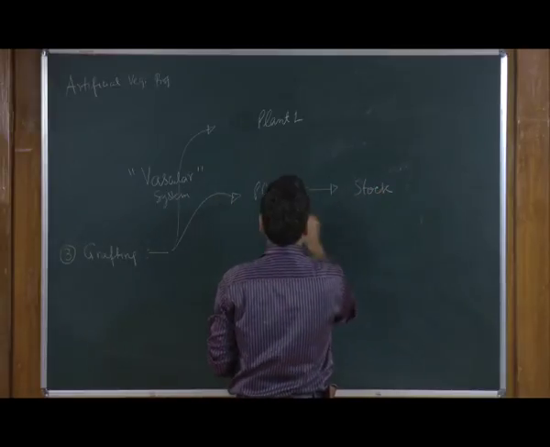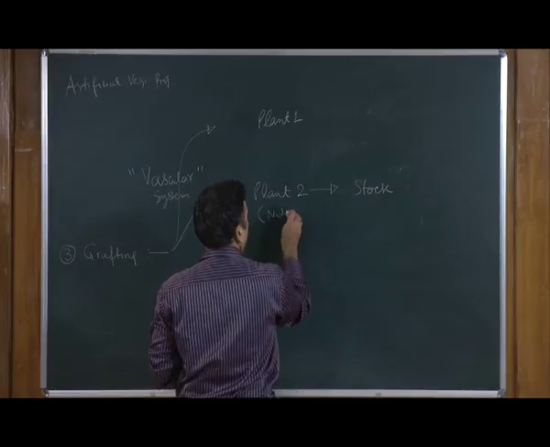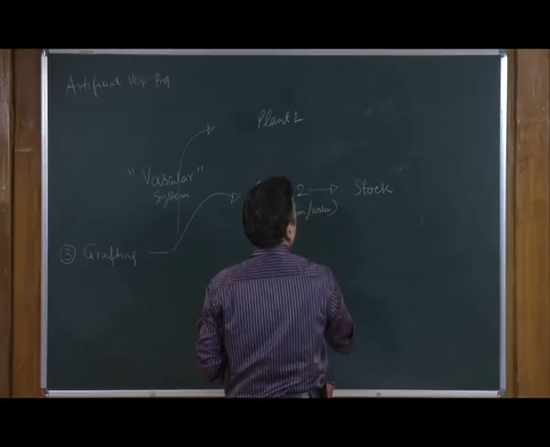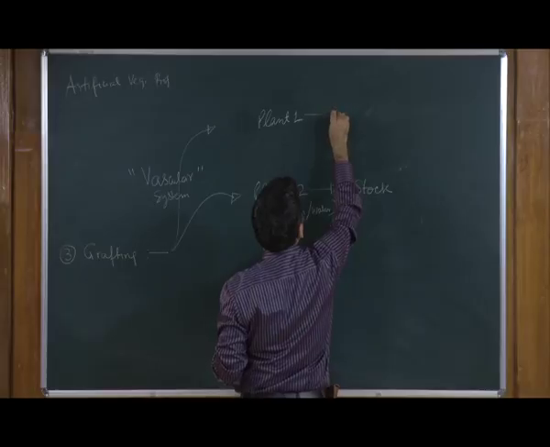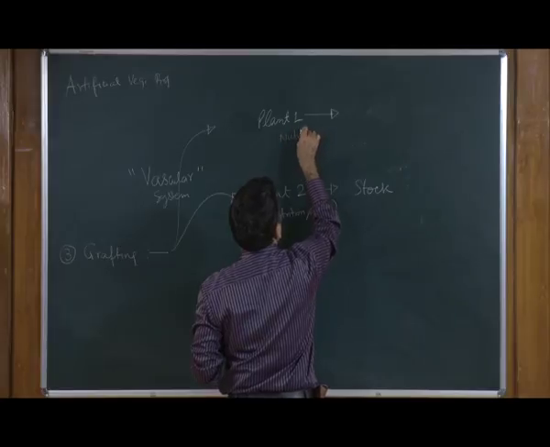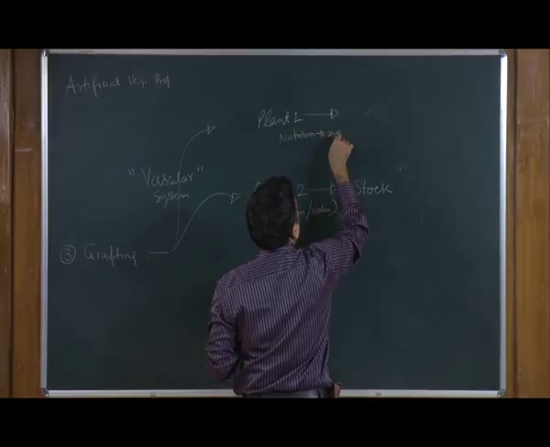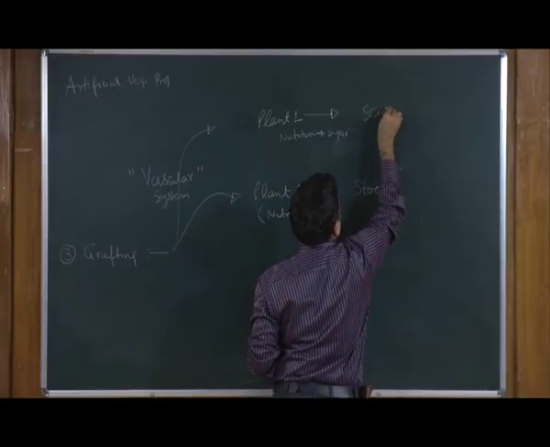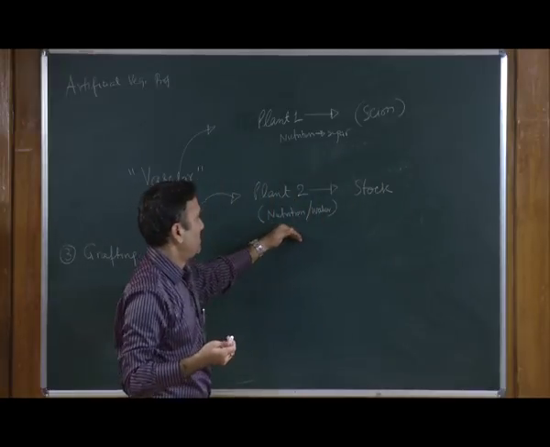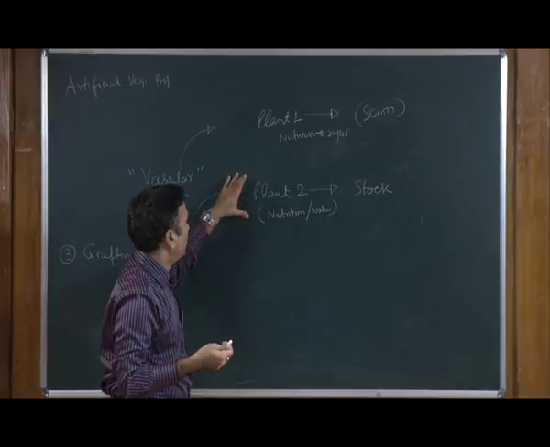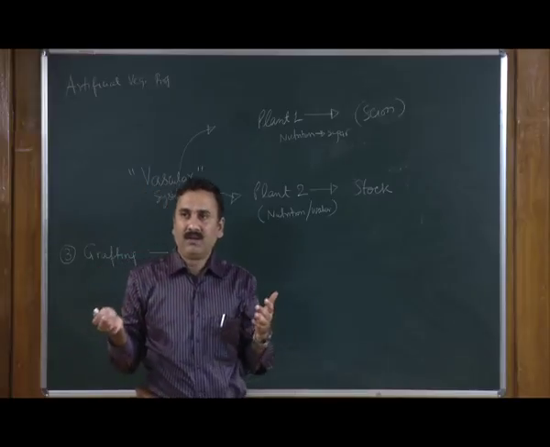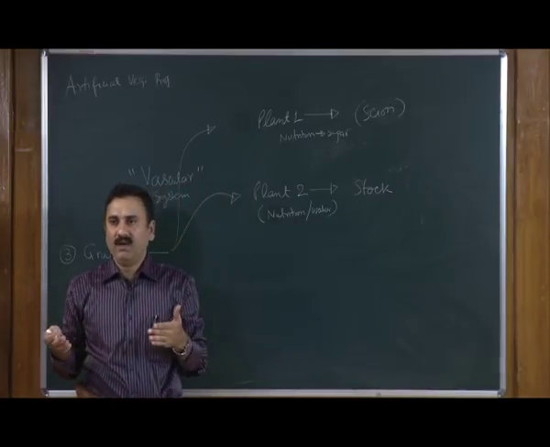the plant which is going to provide the nutrition in terms of water. The plant which is going to give you the nutrition in terms of sugar is called the scion. The scion will be on the top portion and the stock at the bottom portion, and the purpose of taking a stock and a scion is that the scion may have some very advanced features.